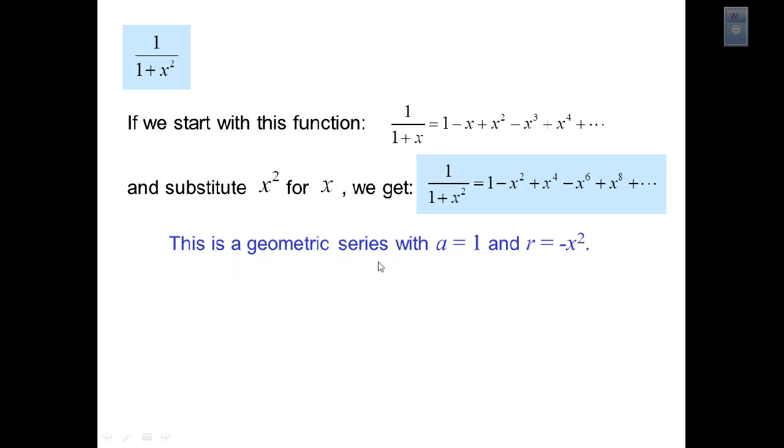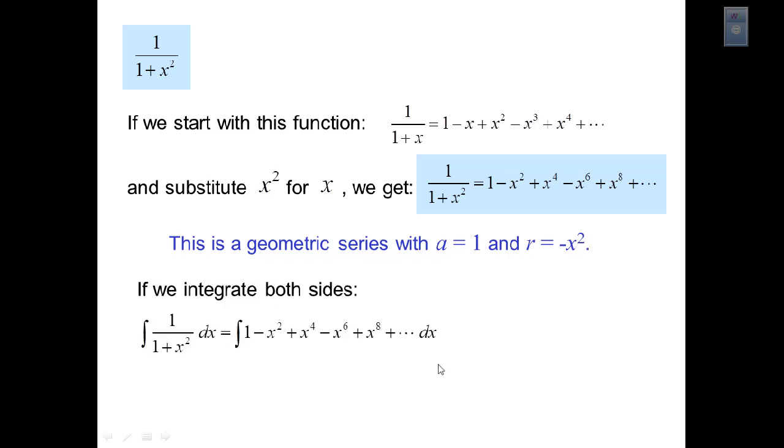Now, this is a geometric series with a equaling positive 1 and r equaling negative x squared. So knowing that, we could actually calculate when this thing is going to converge and when it's not going to, because we know what the rules are for geometric series. Remember, geometric series are going to converge whenever r, the absolute value of r, is less than 1.